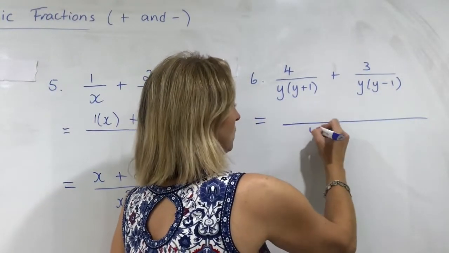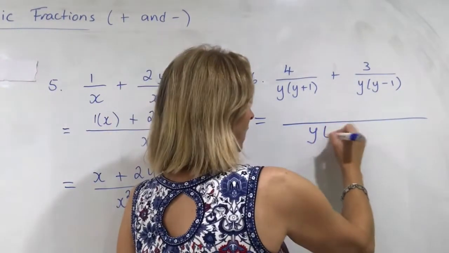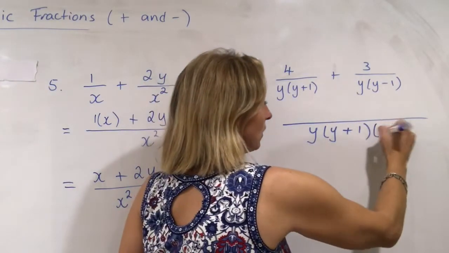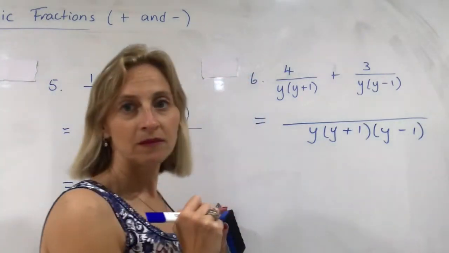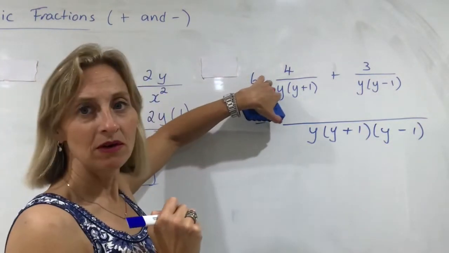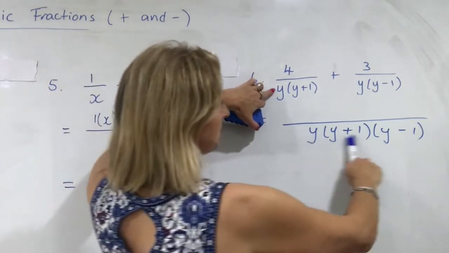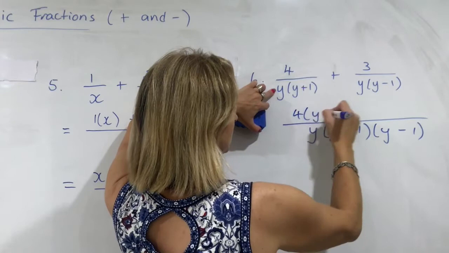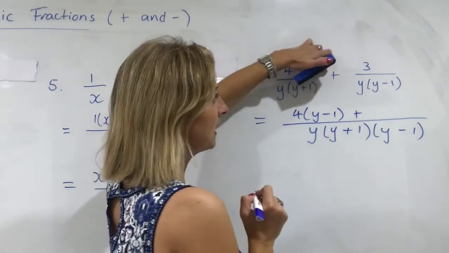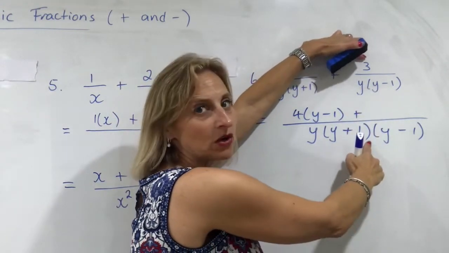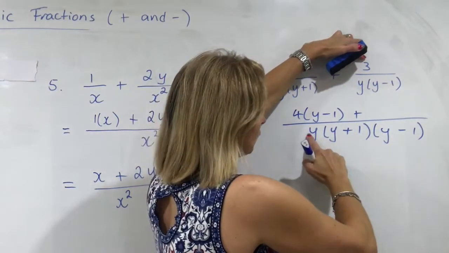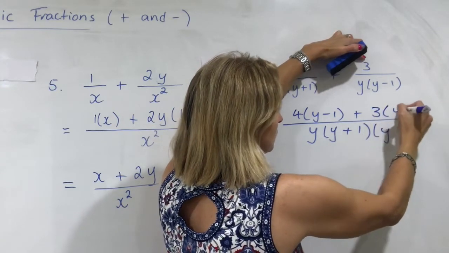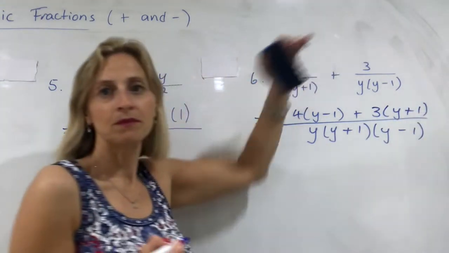We need to get a common denominator, which is one of each of the terms on the bottom. So we need 1y. We need a y plus 1. We already have a y from over there. And we need a y minus 1. Now we have to look at what's here. And you need to think about what's missing. So what's missing from there? The y minus 1. So it's 4 lots of y minus 1. Plus, what's missing from the denominator on the second fraction? You've got the y minus 1. So we're missing y plus 1. So it's 3 lots of y plus 1.